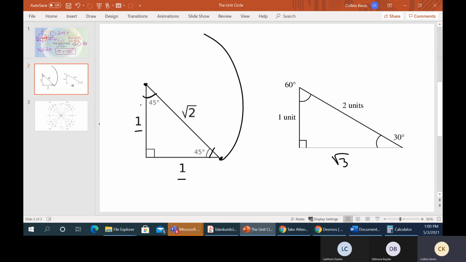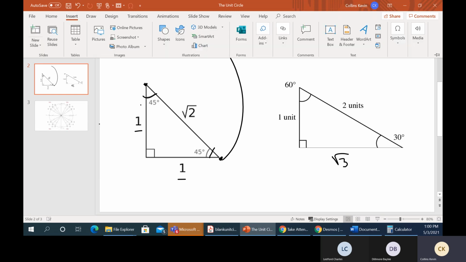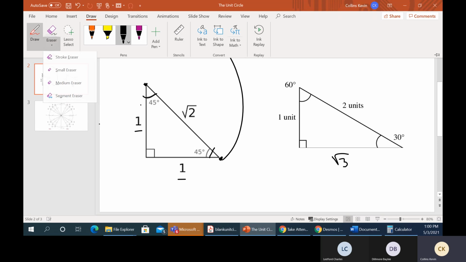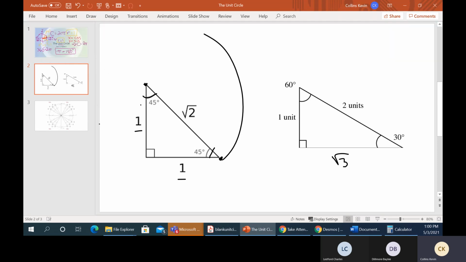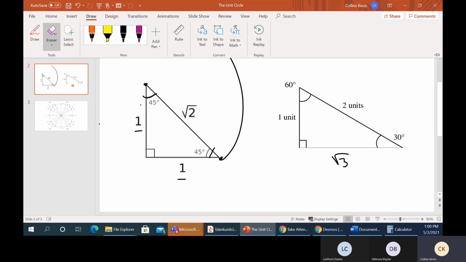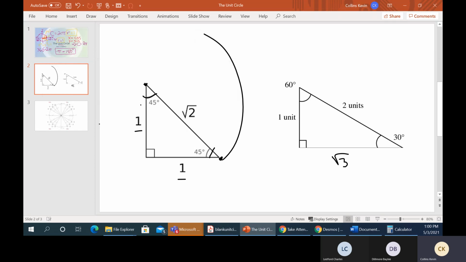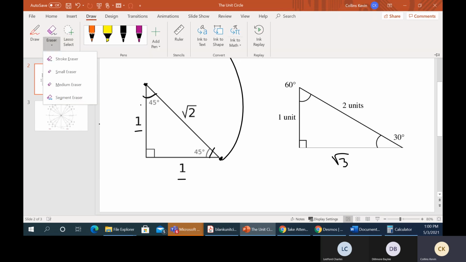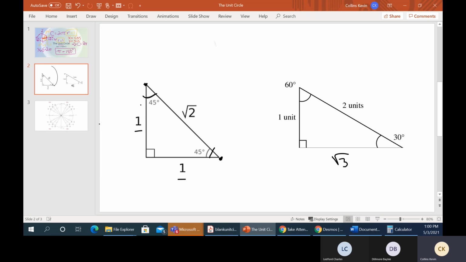Now, for our particular case, we mentioned that the radius of a unit circle is going to be 1. And why this won't go away, I don't know. I'm trying to clean this up a little bit. There we go. Okay. So the radius is 1.